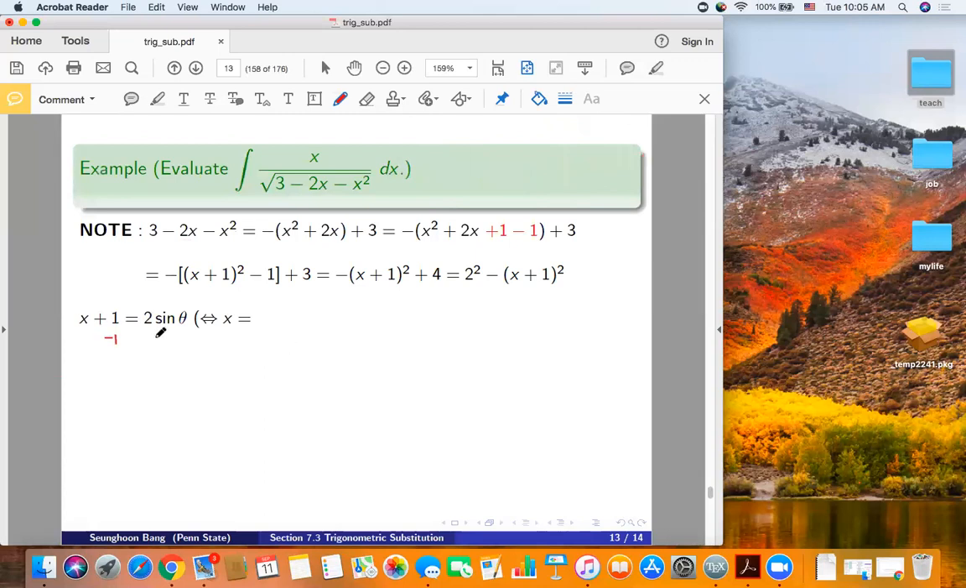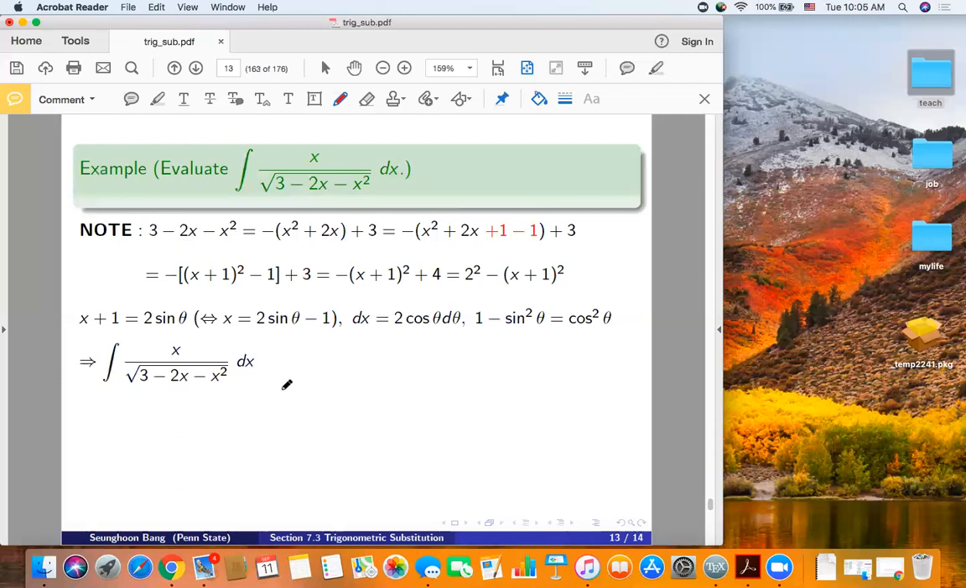Just subtract 1 from both sides: x equals 2 sine theta minus 1. The dx is the derivative of 2 sine theta minus 1, and the derivative of sine theta is cosine theta, so dx is 2 cosine theta d theta. Next, I want to use the identity 1 minus sine squared theta equals cosine squared theta.